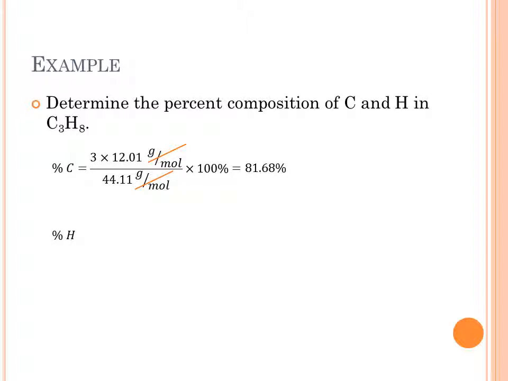Percent for hydrogen, you could either subtract from 100 or do the calculation again, like above. We'll do the calculation like above, just for practice. We get 8 times 1.01 grams per mole divided by 44.11 grams per mole times 100%. We get 18.3%. So within rounding error, we have the 100% if you add those two percents together. Had to truncate a little bit on the hydrogen percentage because of significant figures.